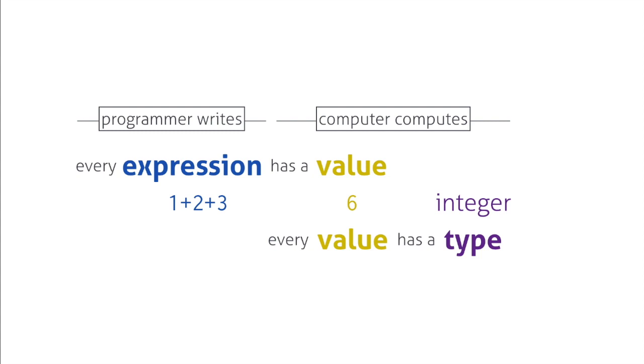So in Python, programmers write expressions, and Python computes those expressions' values and types. And in the process, Python breaks down complex expressions down to simple values.